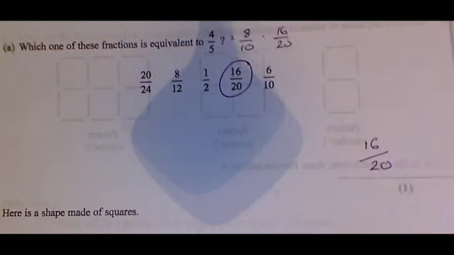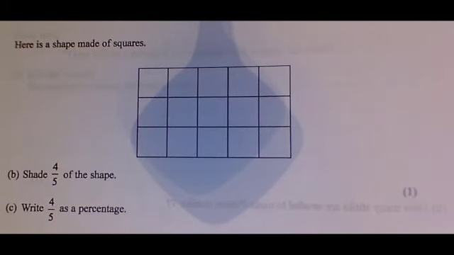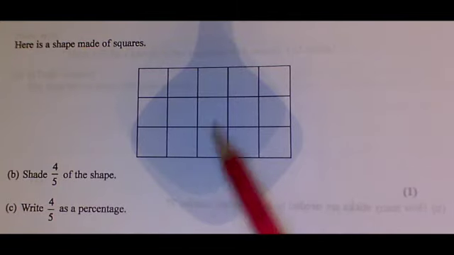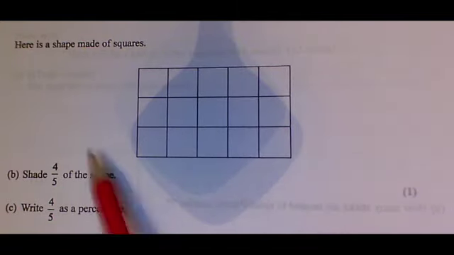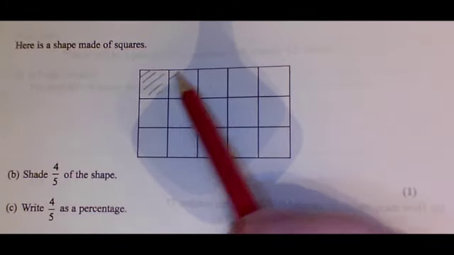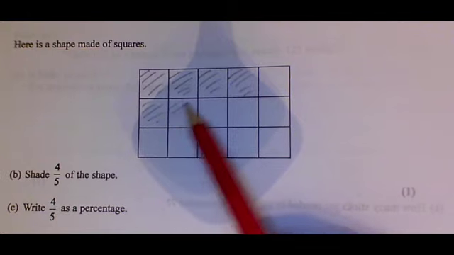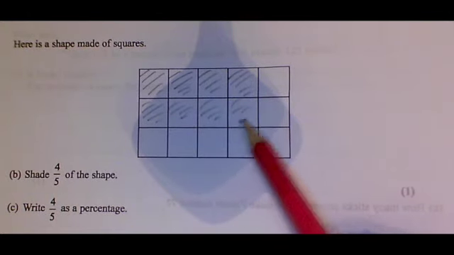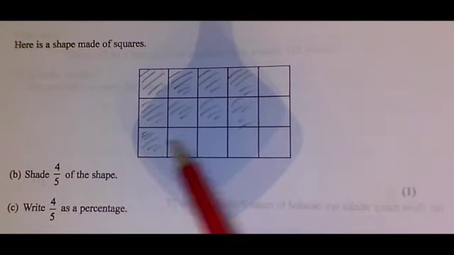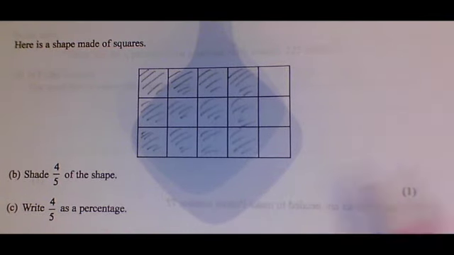Okay. And now we've got to shade in 4/5 of the shape. If you notice in the row there's 5 squares. So what I could do is I can shade in 4 of them and leave the 5th one not shaded, and that will be 4/5 of that row. I'll do 4/5 of the next row. And what I'm doing is I'm shading in every 4 out of every 5 squares. So therefore I've shaded in 4/5.